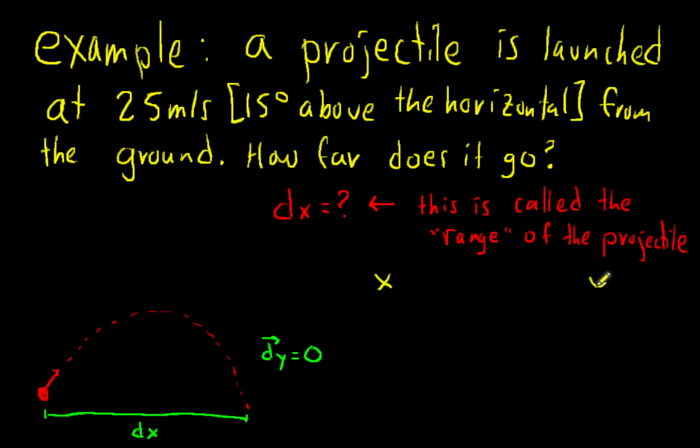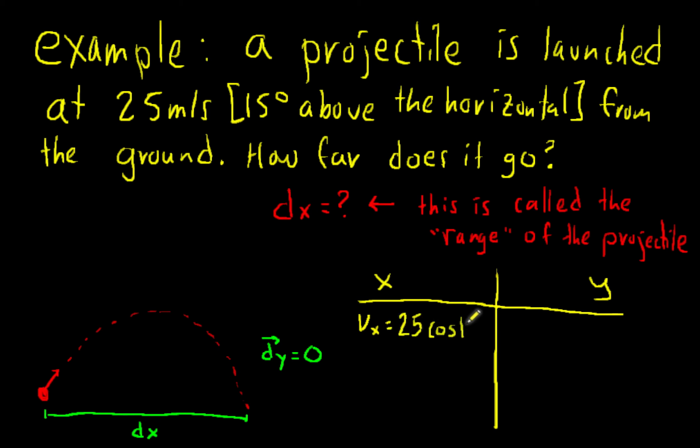To solve this problem, we separate it into the two sides, x and y. Remember that on the x direction, the horizontal velocity is constant. So Vx is equal to the initial velocity 25 times cos 15, which is the angle. We're looking for dx, but to solve for it, we need time. To find time, we'll go to the y direction. Vy initial is 25 sine 15.